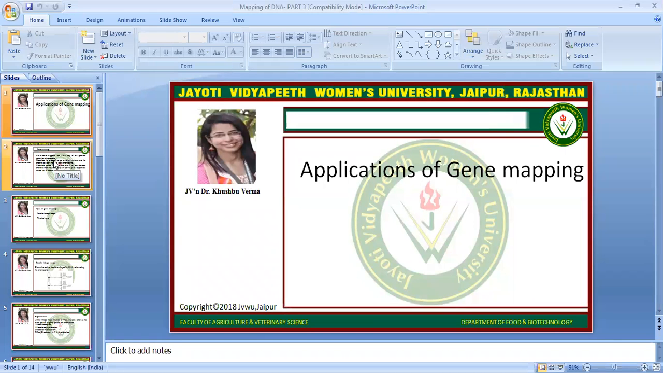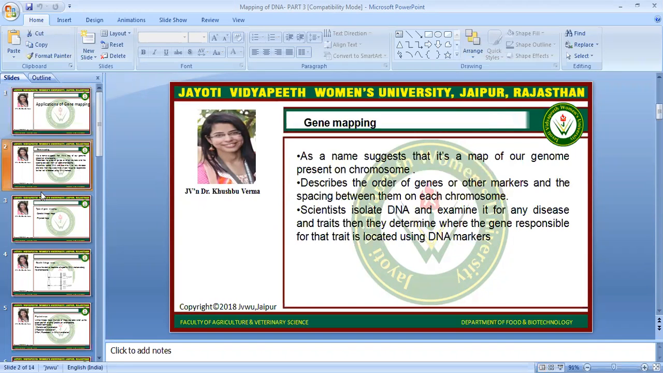Today we will discuss applications of gene mapping. This session is related to the course Molecular Therapeutics Lab of the program BTech FBT and BSc BT, 9th trimester. There are many kinds of applications related to gene mapping, and that's why it has become more popular in the current scenario. Its use is a huge advantage if we go through the applications of gene mapping.